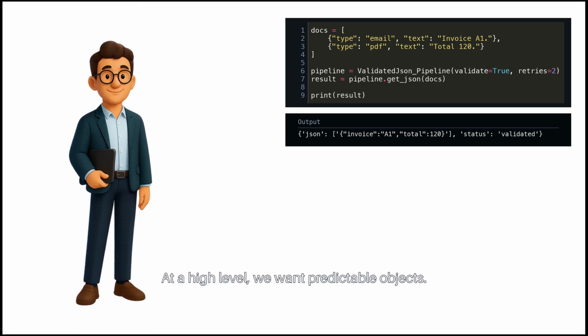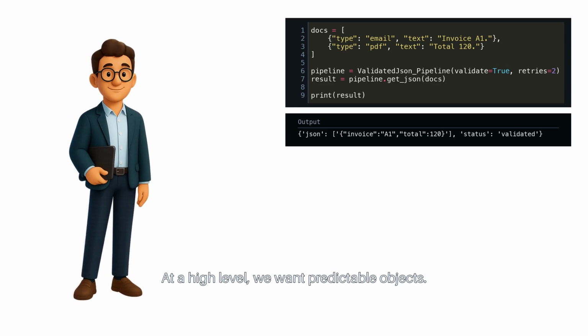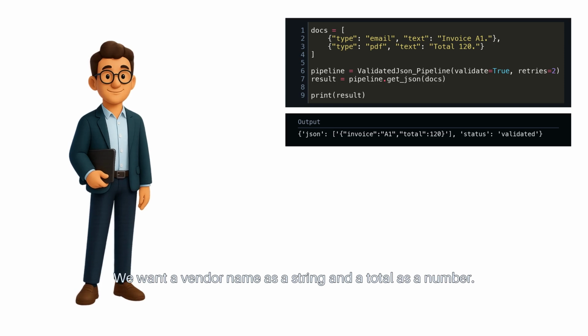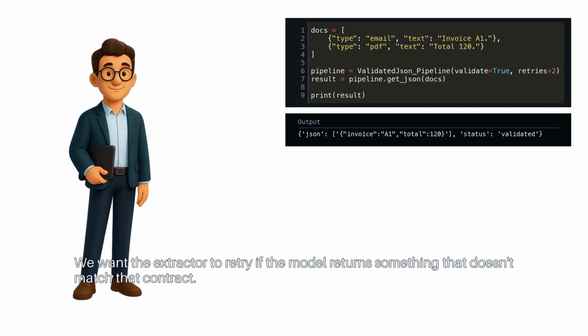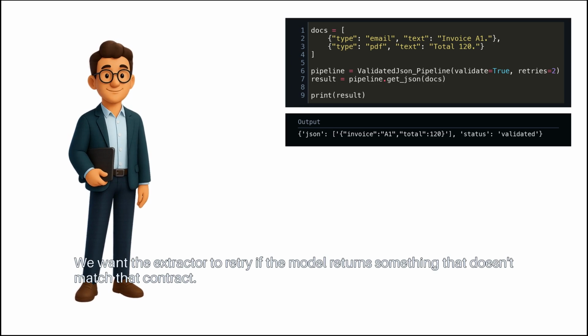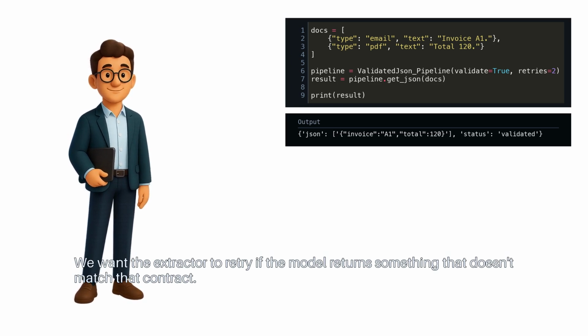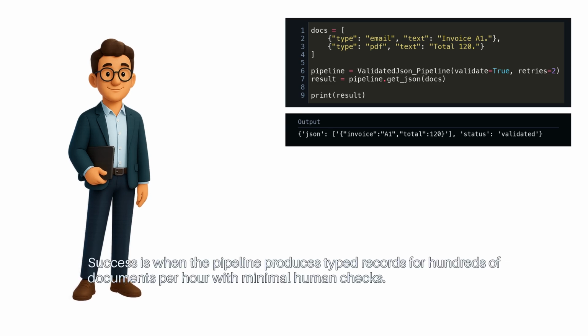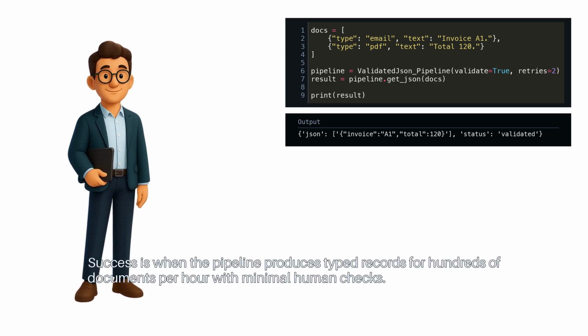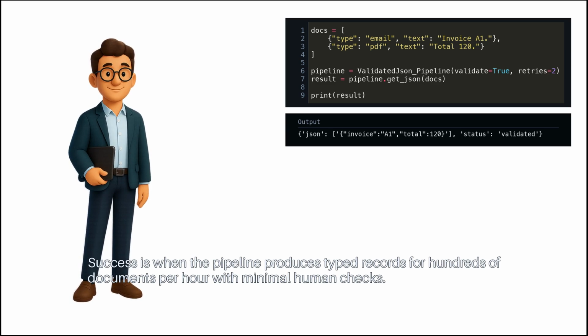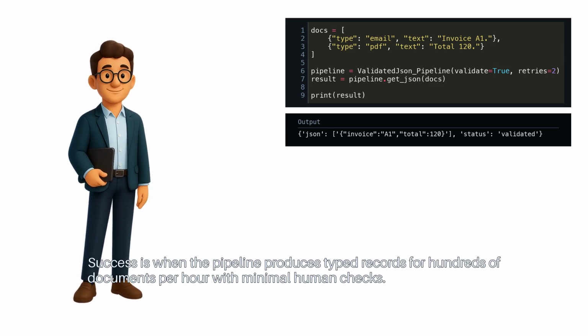At a high level, we want predictable objects. We want a vendor name as a string and a total as a number. We want the extractor to retry if the model returns something that doesn't match that contract. Success is when the pipeline produces typed records for hundreds of documents per hour with minimal human checks.